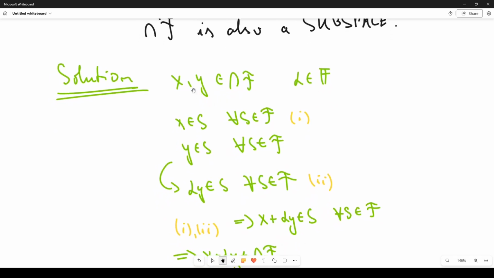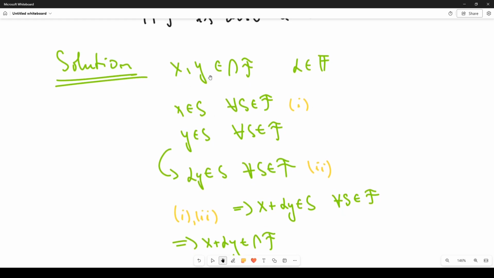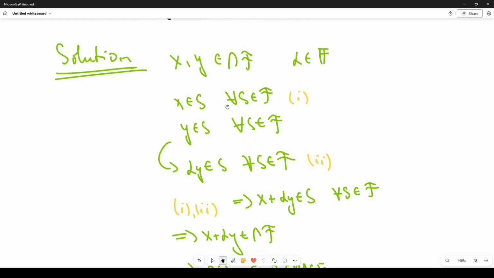We take two elements, x and y, from our intersection of all of the subspaces. We take some arbitrary scalar alpha from our field. And now, since x belongs to the intersection of all of those subspaces, that means that x belongs to the subspace S for all the subspaces contained within F. The same goes for y, just by definition of belonging to an intersection of sets. That means that x is contained within every subspace S in F, and y as well.